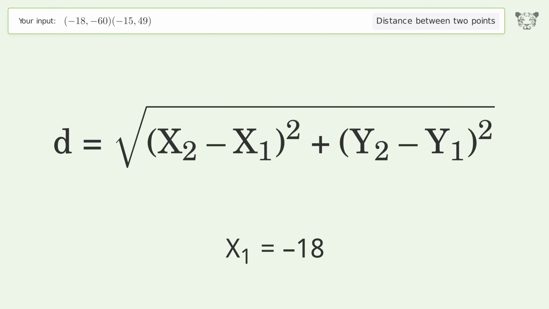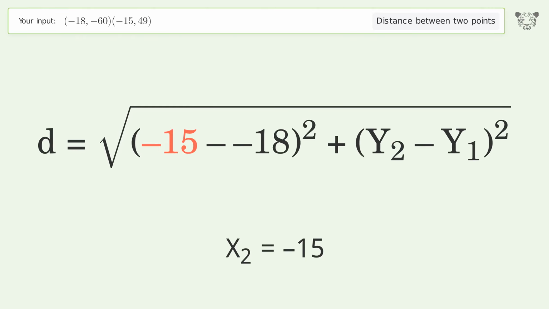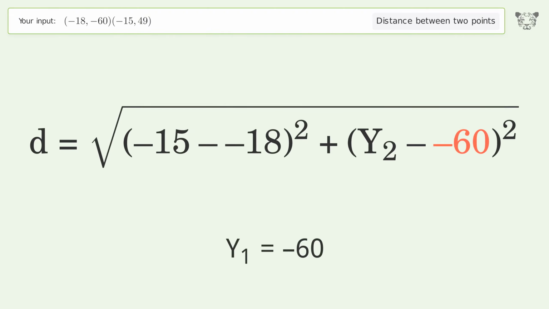x1 equals -18. x2 equals -15. y1 equals -60. y2 equals 49.